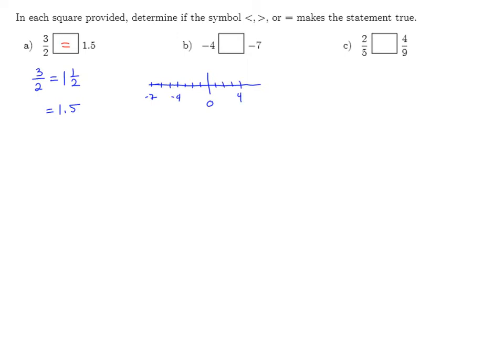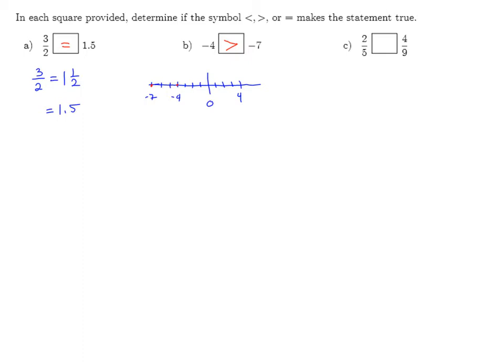So thinking about comparing those two, -7 is clearly to the left of -4, so -7 is the smaller number. Another way of thinking about that is that -4 is the larger number. So in comparing them, -4 is the larger number. So I'm going to put the opening of that inequality symbol with -4, and when I read that, that reads -4 greater than -7. I know that the number -4 is larger than -7.